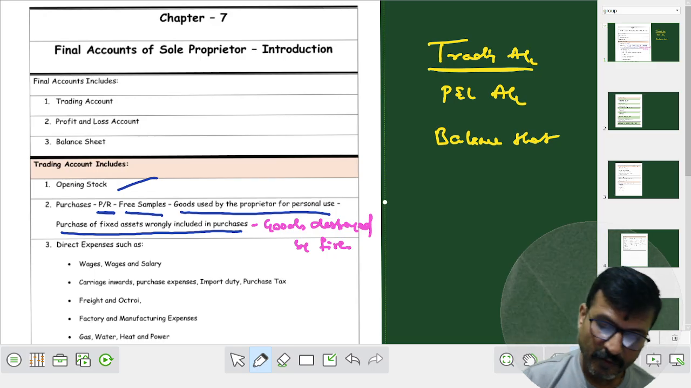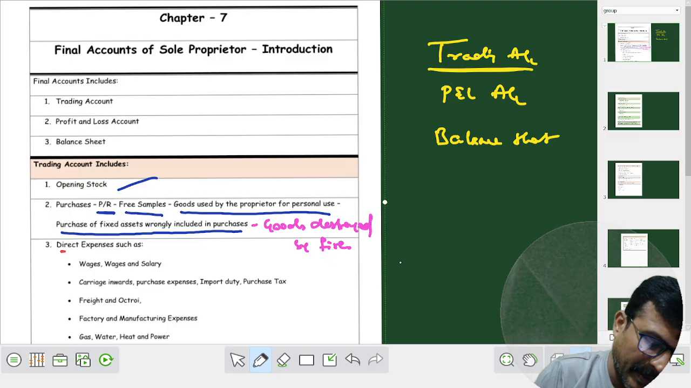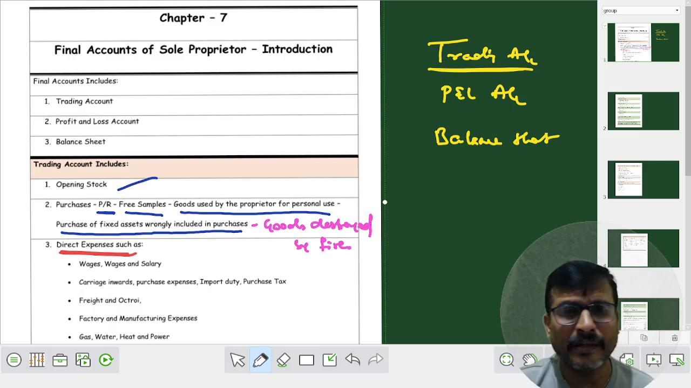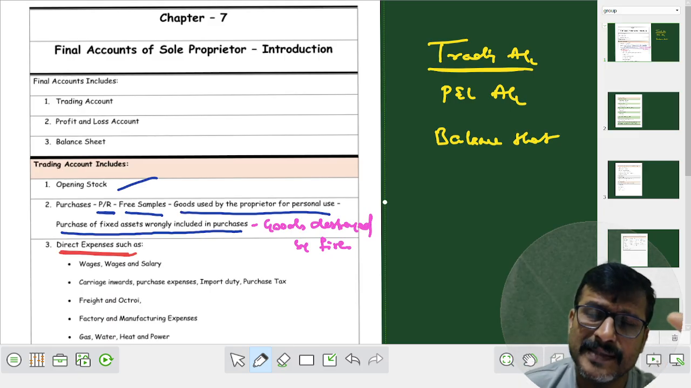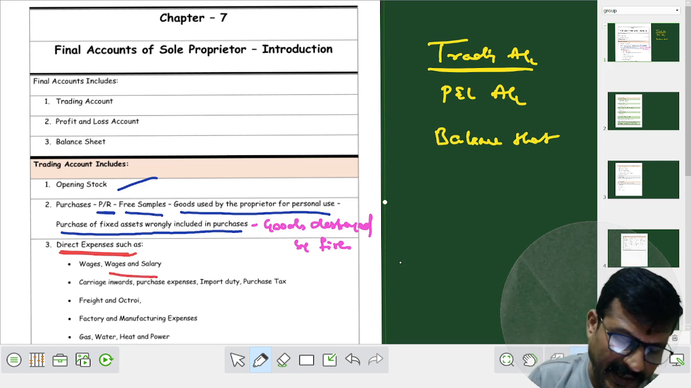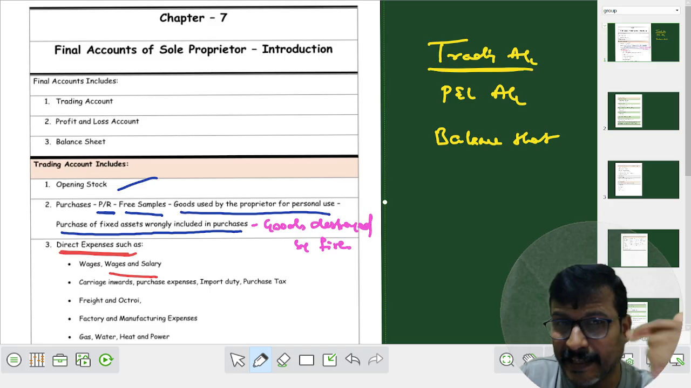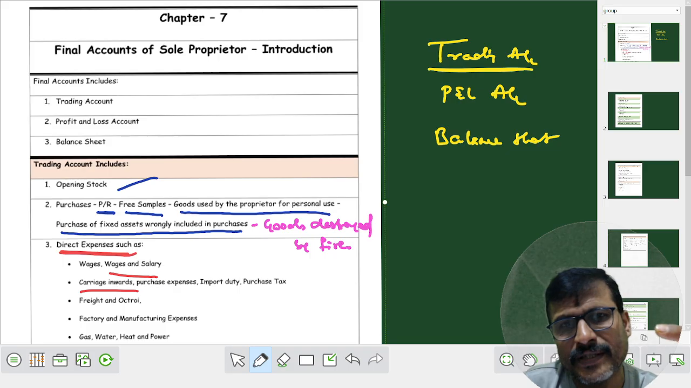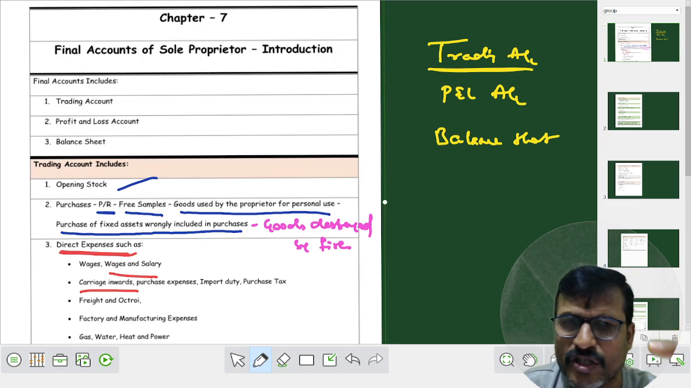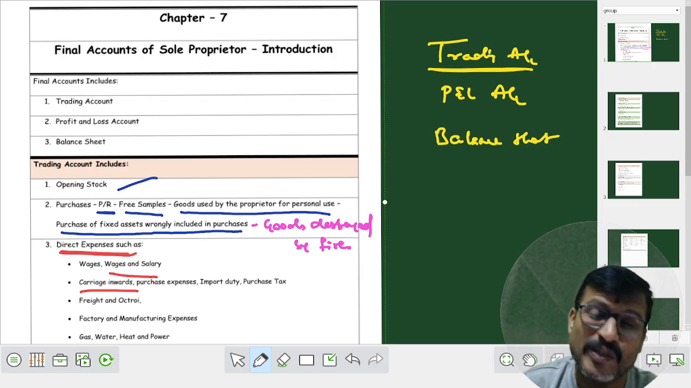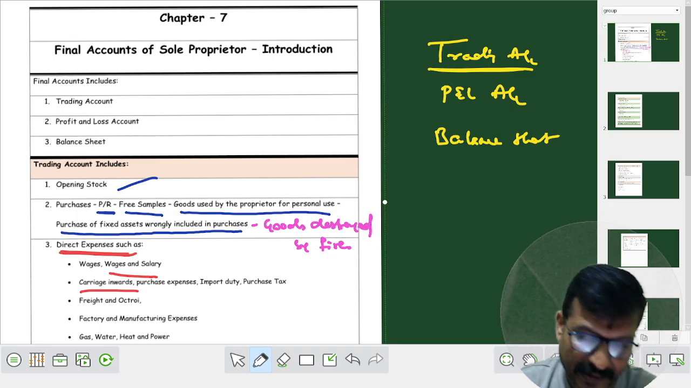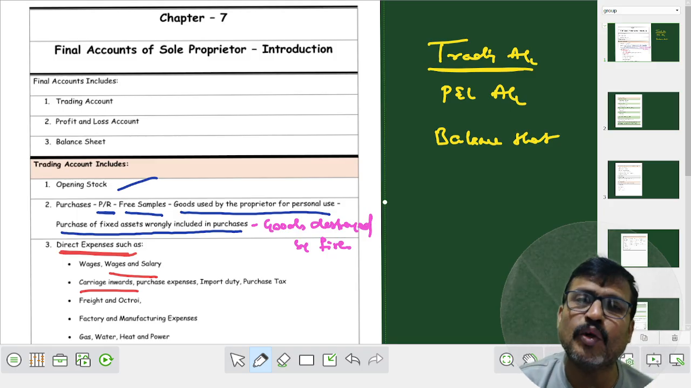After this, we have to record direct expenses, my dear students. What are direct expenses? Remember, wages. Sometimes if you are given wages and salary, it also comes here. Second one, carriage inwards. What do you mean by carriage inwards? Any expenses incurred on purchase of goods is called carriage inwards. That includes expenses on purchases, and the purchase tax, also known as import duty.